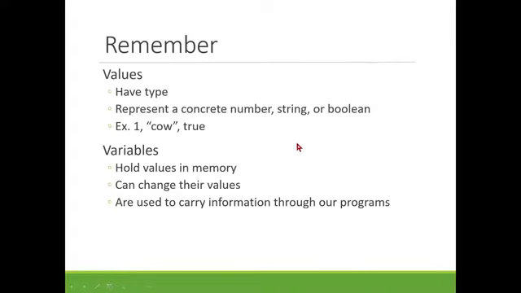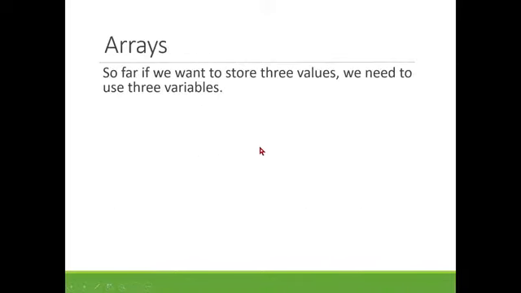So we've been programming and dealing with values since the beginning. Values have a type, Boolean, string, number, and so you have a single value at a time. We have variables that we've used to store a value that we want to save or work with in some way. So far, if we want to store 3 values, we need to use 3 variables. So maybe we'd have n1, n2, and n3 for 3 numbers.